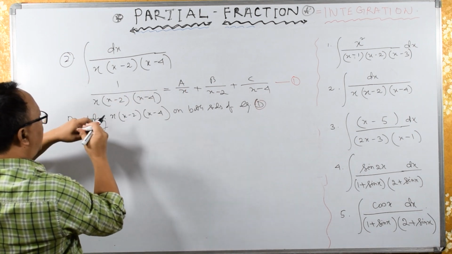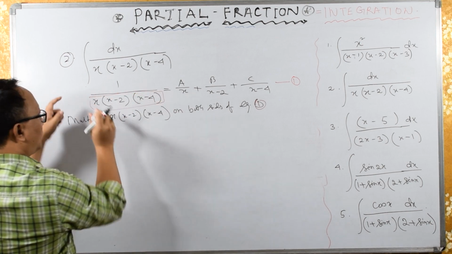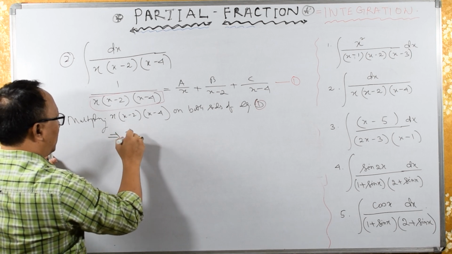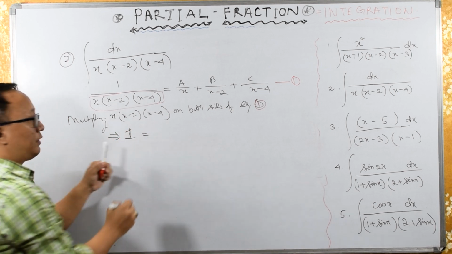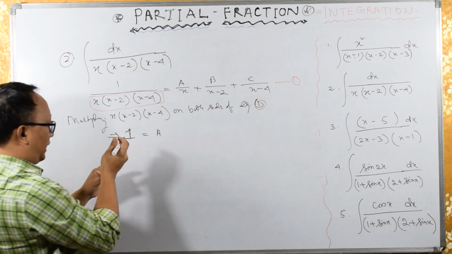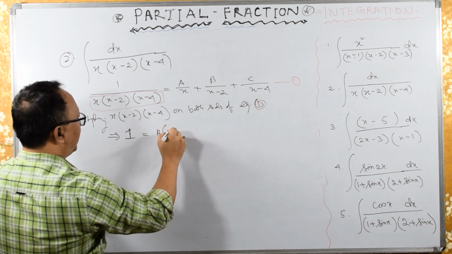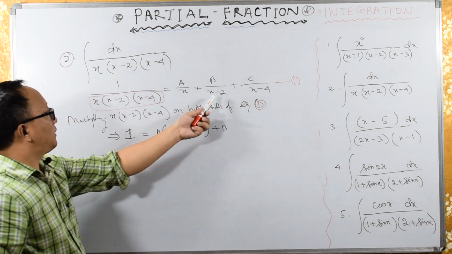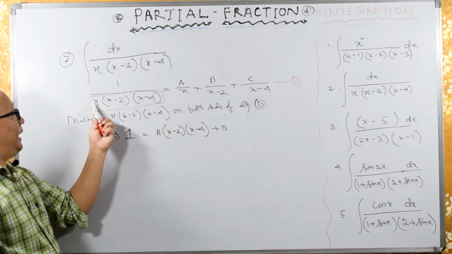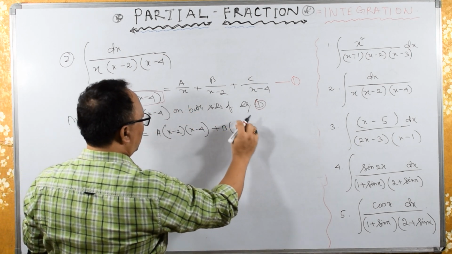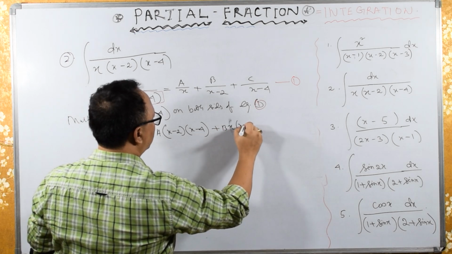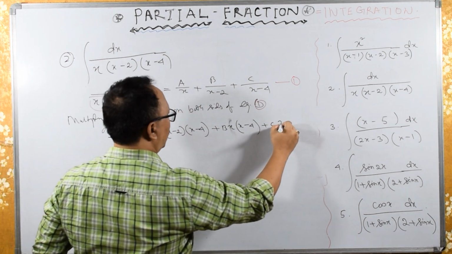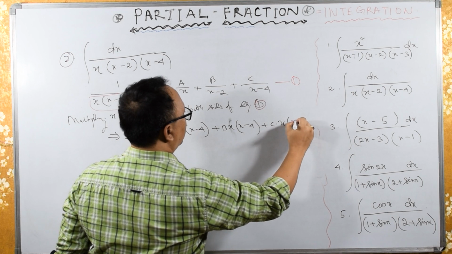Therefore, this whole term I am multiplying to this equation. Now this term will get cancelled. What will we have? We have only 1. Be careful, we have only 1, equals a into x minus 2, x minus 4 since x gets cancelled, plus b into x, x minus 4 since x minus 2 gets cancelled, plus c into x, x minus 2 since x minus 4 gets cancelled.